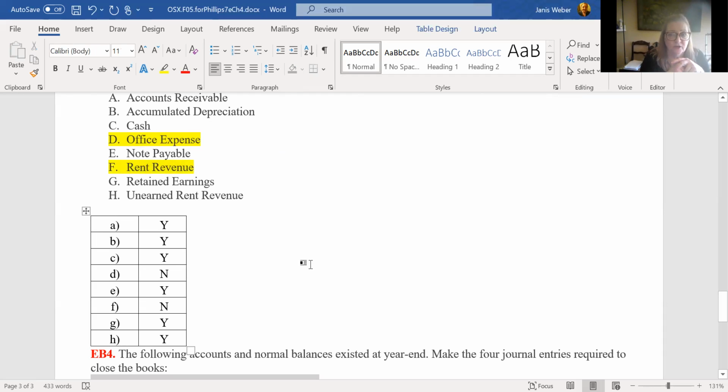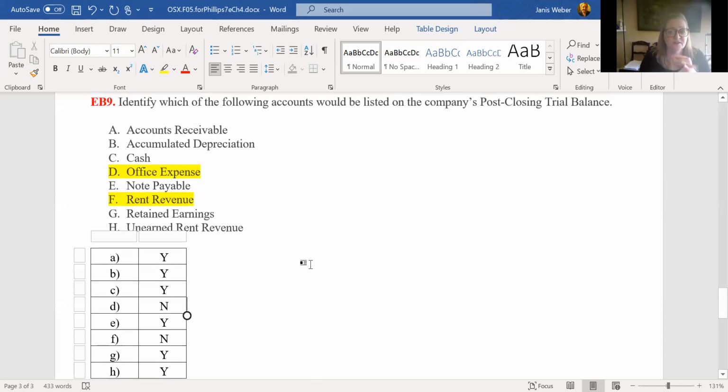And then retained earnings, yes, of course, that'll still be there on the post-closing trial balance. And unearned rent revenue, since it's a liability, yes, that will be there. Only two that will go away of this group are the office expense and the rent revenue. That's because the only thing that disappears in a post-closing trial balance are the temporary accounts. That's revenue, expense, and dividends.